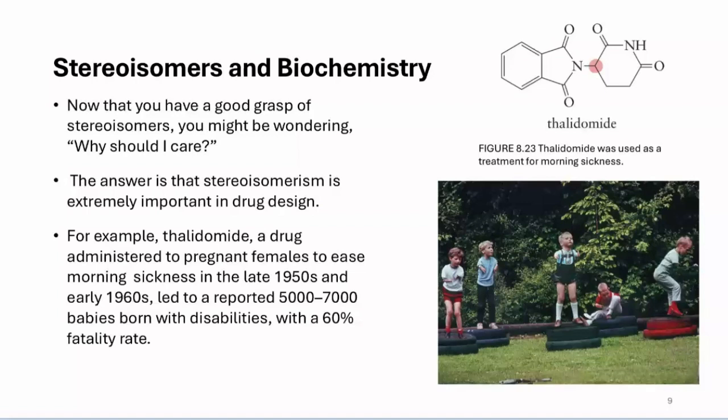Additionally, it was reported that some of these babies born with disabilities had about a 60% fatality rate. And it was all because one of the enantiomers of thalidomide was actually helping with morning sickness, but the other enantiomer, which was present in the pill that was created, was the one causing the fatal effects and the creation of disabilities in these children.